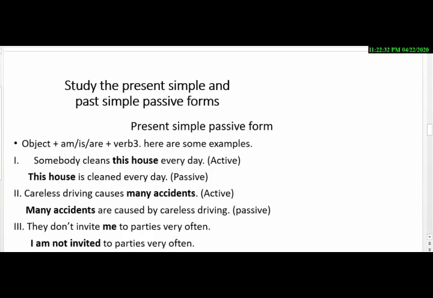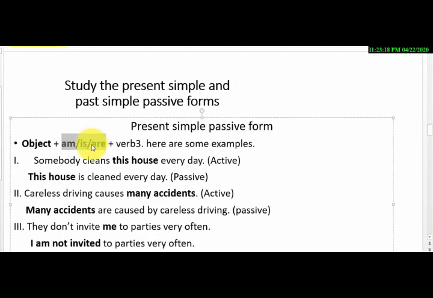Study the present simple and past simple passive forms. We will learn about the form; this is the rule to follow when I want to make passive voice. When writing a sentence in passive voice, I will follow this form. For present simple, the object comes first, then the present simple form of verb to be: am, is, or are, followed by verb 3, the past participle.